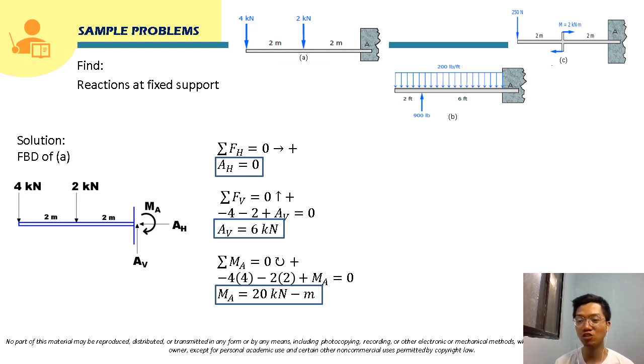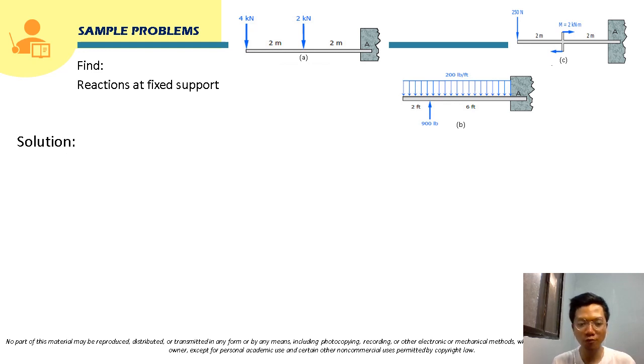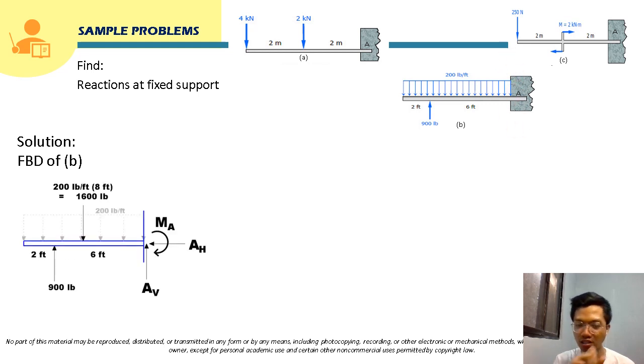These are the reactions, okay, at the fixed support. So to solve for the second beam, so this is the second beam. So we will construct the free body diagram of this beam B. Okay, so it is also supported by a fixed support here at point A. So we will draw its free body diagram.